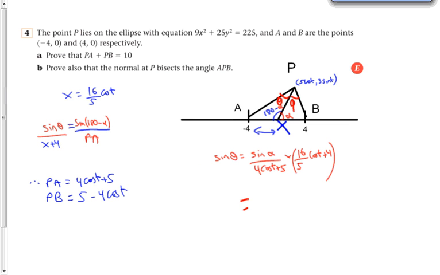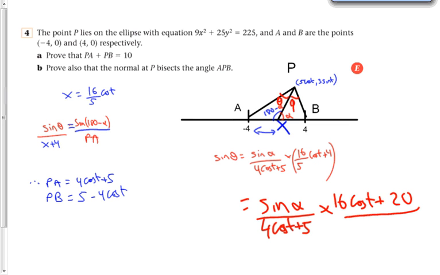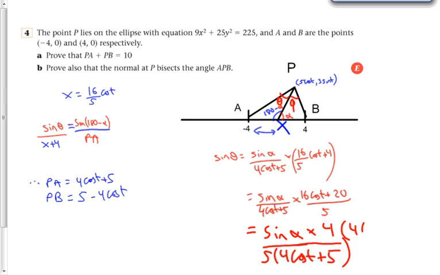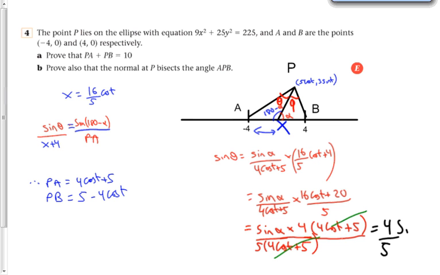Okay, so now let us combine the fraction. If I times this one by 5, I get 16 cos t plus 20 all over 5. I now rewrite that, and here that is sine alpha over 5 times 4 cos t plus 5. Now this expression, if I factor out 4, I get 4 cos t plus 5, don't I? And I can see here that cancels with that. So I'm left with 4/5 sine alpha, which is equal to 4/5 sine alpha.